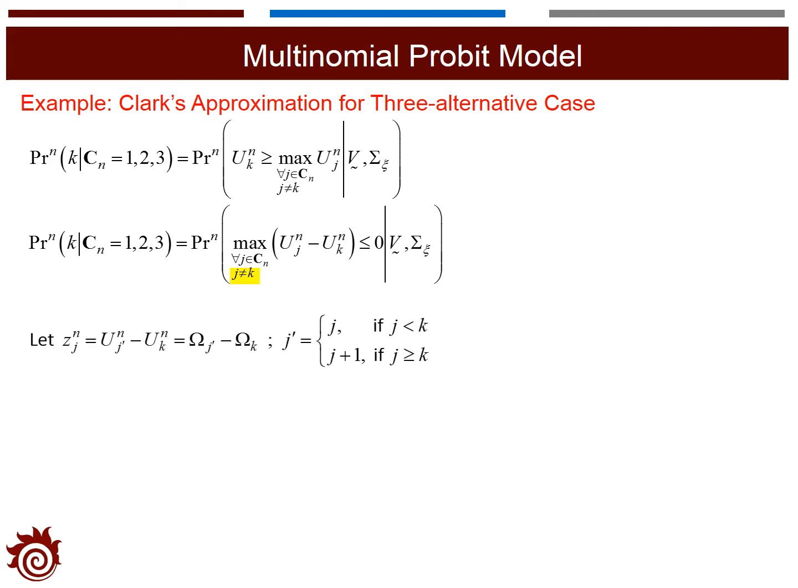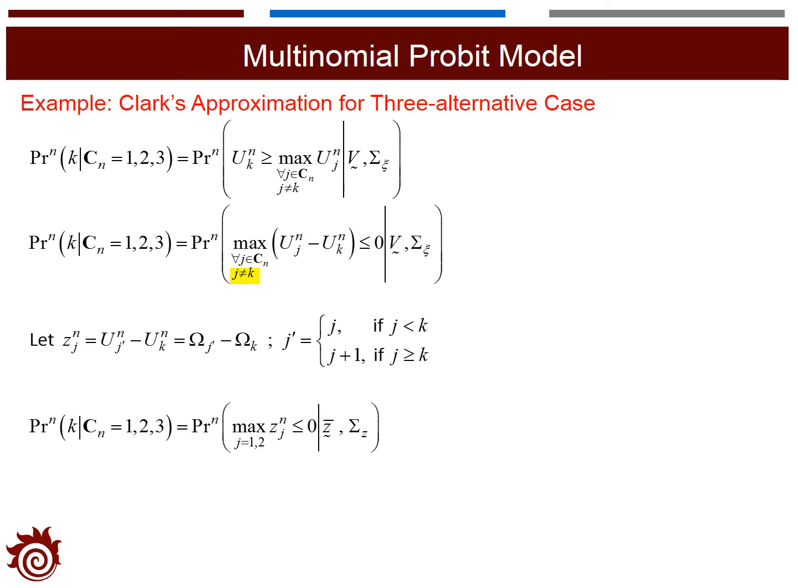With this modification, we can define a new term zj equal to u j prime minus uk, which represents the difference between omega j prime and omega k. Here j prime equals j if j is less than k, and it is j plus 1 if j is higher than k. That means we will count j and skip over j equal to k.